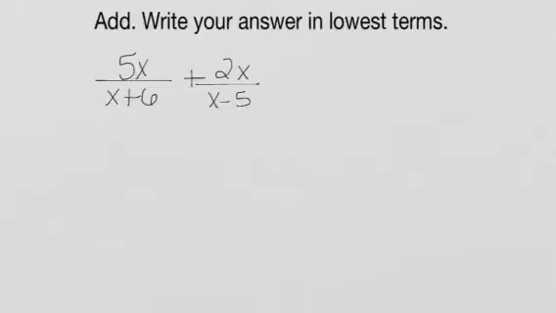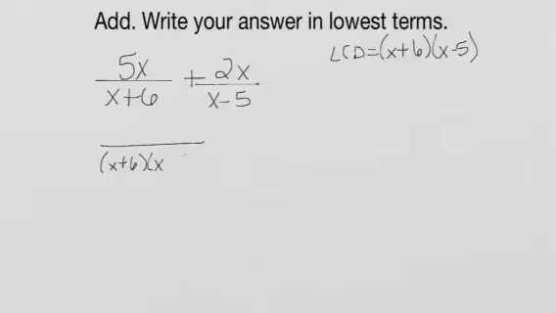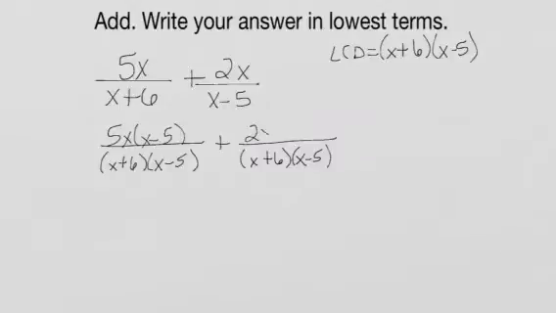Alright, here again, first step, find the LCD. Start with your first one, write it down, x plus 6. Go to your second one, x minus 5. We don't have it, so we also need to write it down. Now we're going to have something over x plus 6 times x minus 5 plus something over x plus 6 times x minus 5. Which factor from the LCD is the 5x missing? Well, it's missing the x minus 5. And which factor is the 2x missing? It's missing the x plus 6.